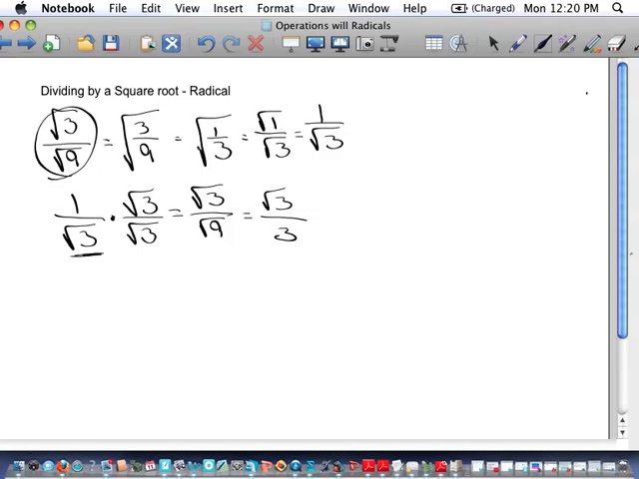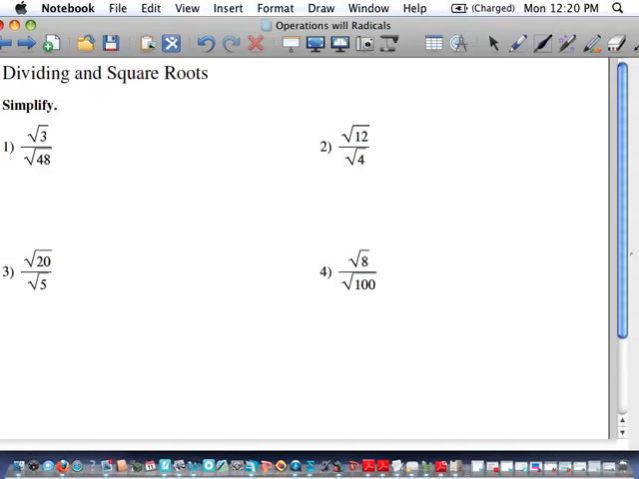The point I wanted you to see is that if you have the square root of A over the square root of B, you can rewrite that as the square root of A over B, and vice versa, whichever way makes it simpler. So now let's take a look at a few examples of simplifying and applying this property.